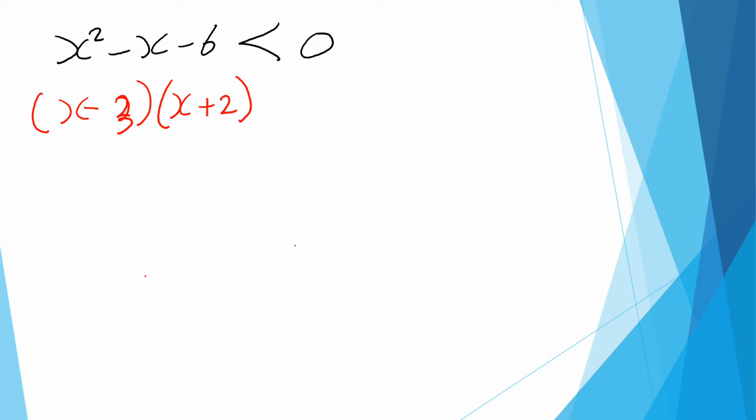x squared minus x minus 6 less than 0. So we're going to treat it the same as equal to 0. So we will factorize the left side: x minus 3 and x plus 2 less than 0. So the solutions you got are either x equal to 3 or x equal to negative 2.